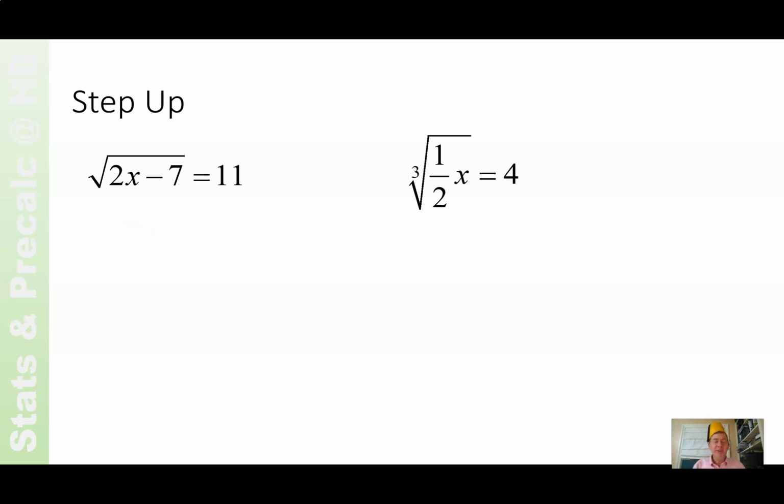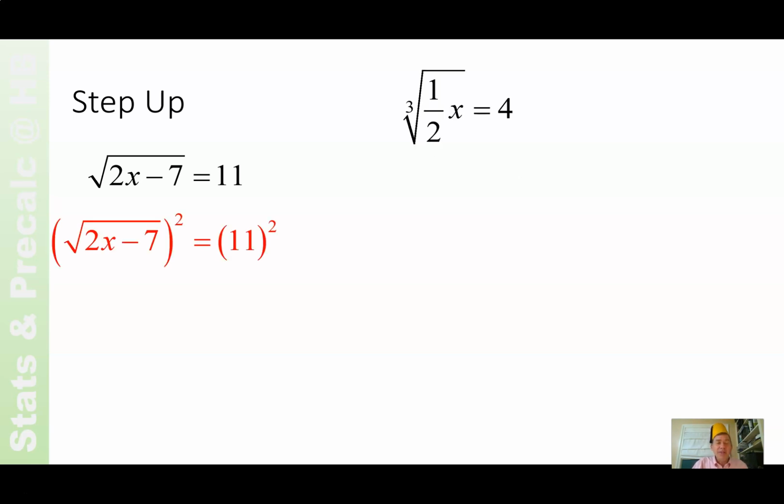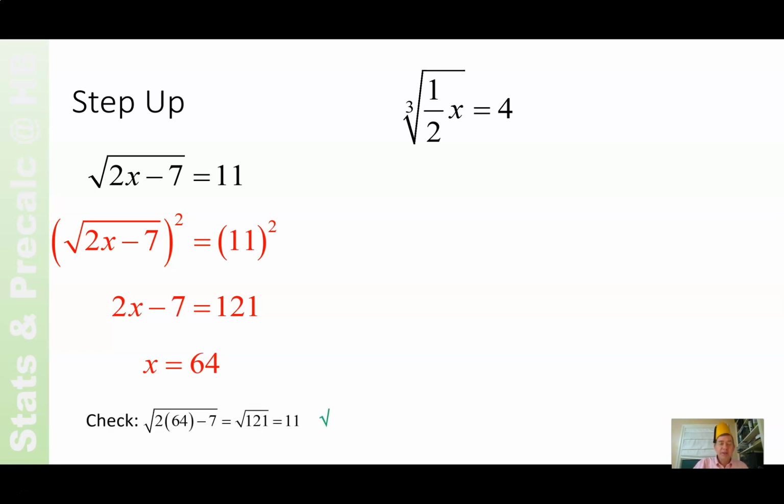We can do just fine. Again, in these two, the radical is already by itself, so we don't need to worry about isolating it. It's already isolated, just like all of us in our own homes. We've got the isolated square root, and so the first thing you do is square both sides. When you square the square root of 2x minus 7, you get 2x minus 7. When you square 11, you get 121. A little algebra gives you x is 64, and a double check. 2 times 64 would be 128, minus 7 is 121, and the square root of 121 is 11.